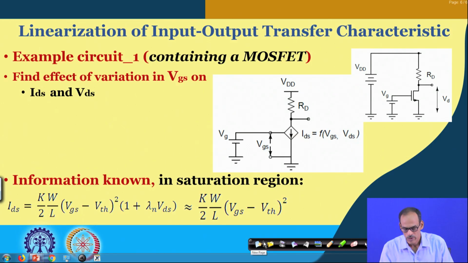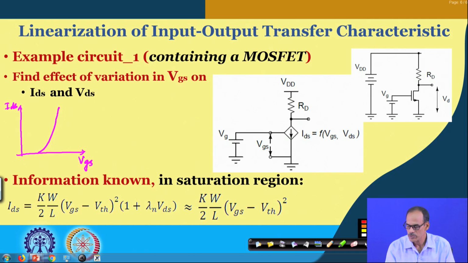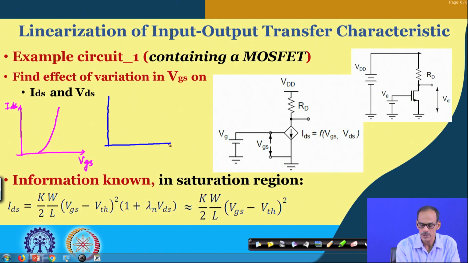Okay. So, let me, I have committed a mistake. So, let me come back to this point. First thing is that we do have the Ids versus Vgs. So, that is the square law, and then to find the output voltage, what we have to do? We need to plot the Ids versus the output voltage.